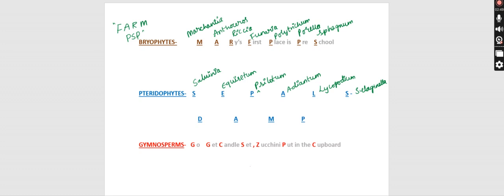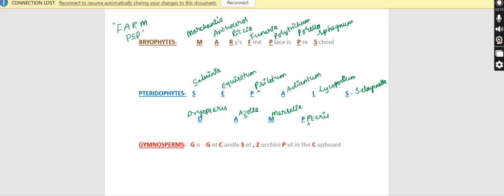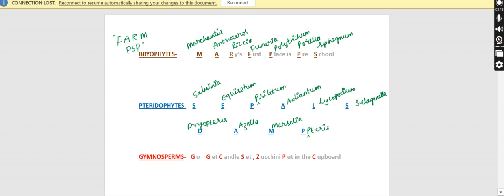Coming to damp: D for Dryopteris, A for Azolla, M for Marsilea and P for Pteris. Even here the P is silent, we are not going to pronounce it. So the pteridophyte examples are Salvinia, Equisetum, Psilotum, Adiantum, Lycopodium, Selaginella, Dryopteris, Azolla, Marsilea and Pteris.